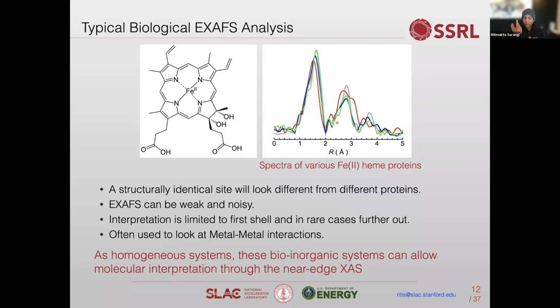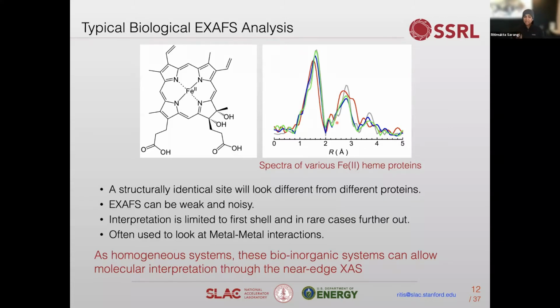And that's because this heme ring is flexible. So you're thinking about this metal center floating around in solution, and you get very diverse or different looking spectra from sample to sample, which are in principle very similar to each other. So in biological systems, the XAS can be weak or noisy because concentrations are low, and interpretation is often limited to the first shell, and in some cases further out. One of the strengths of biological XAS is really nailing down metal-metal interactions. If you're looking at multi-metallic systems, you can really identify the metal-metal distance.